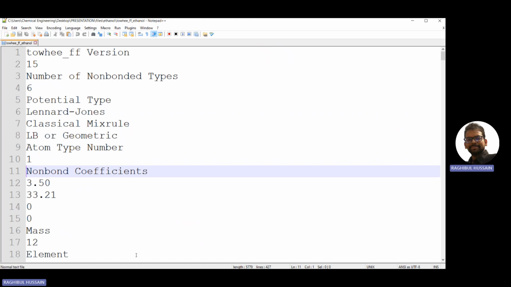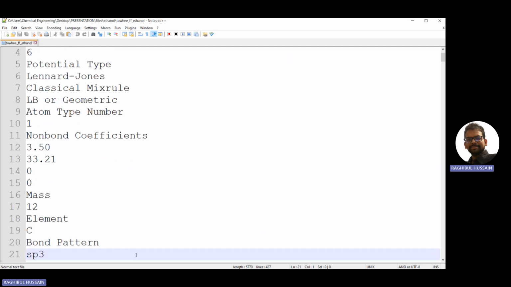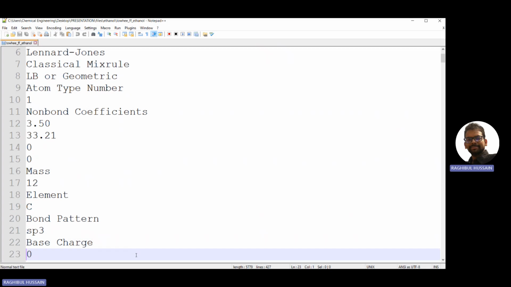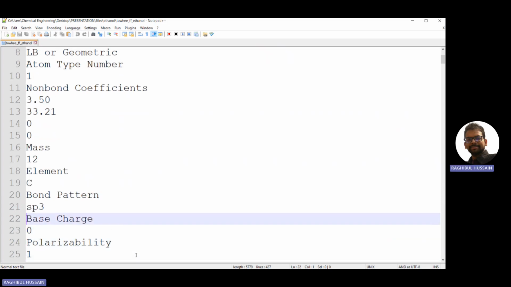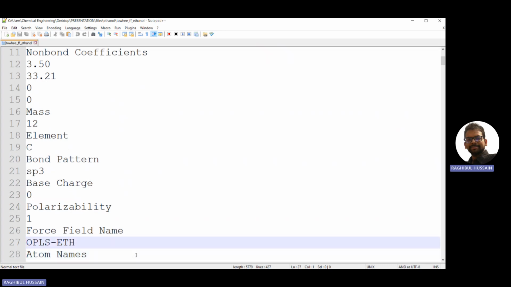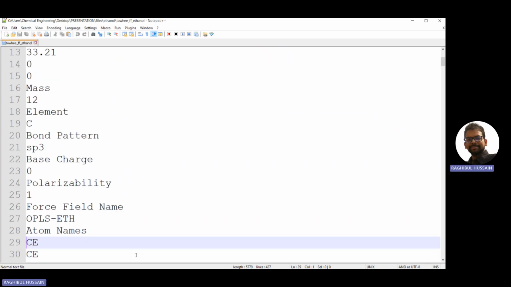Then for the first atom, sigma is 3.5, epsilon is 33.21, and the rest is 0. Mass is 12, since the first is carbon. Element is carbon. Bond pattern, if you don't know, you write null, or you can use sp3 for carbon in CH3. Charge is 0. These two variables will be by default 0 and 1. Then you write the name of the force field, so I'm writing the variable OPLS_ETH, the OPLS force field for ethanol. Then you have the atom type CE, CE, CE, CE.